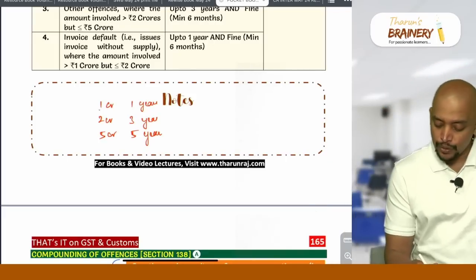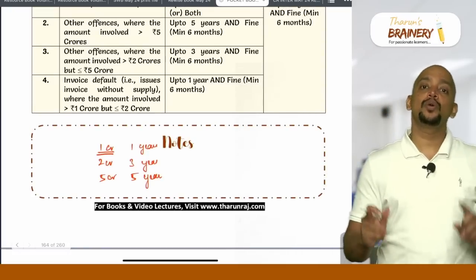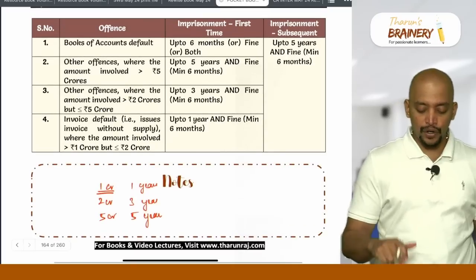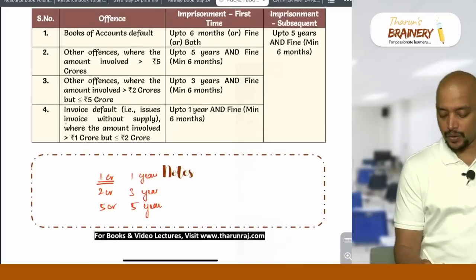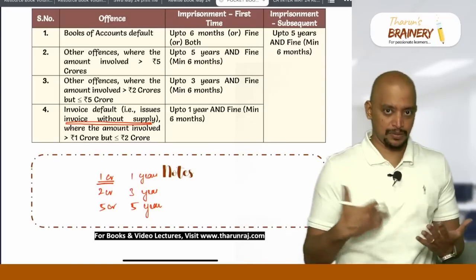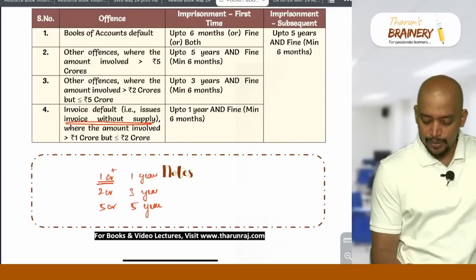But in this 1 crore point, there is one important point. What is that? This 1 crore provision is applicable only in case of invoice default. Which invoice default? Invoice without supply, only in that case. Previously this was not applicable, now they have amended. So more than 1 crore is applicable only in one case.